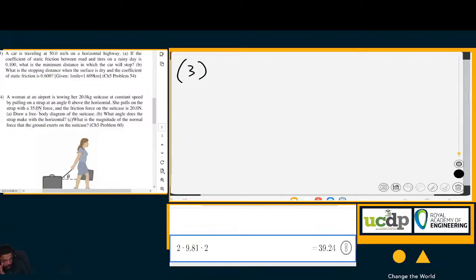Now we need to use Newton's second law. Okay? And then B, what is the stopping distance when the surface is dry and the coefficient of static friction is 0.60? First, we need to determine the maximum.